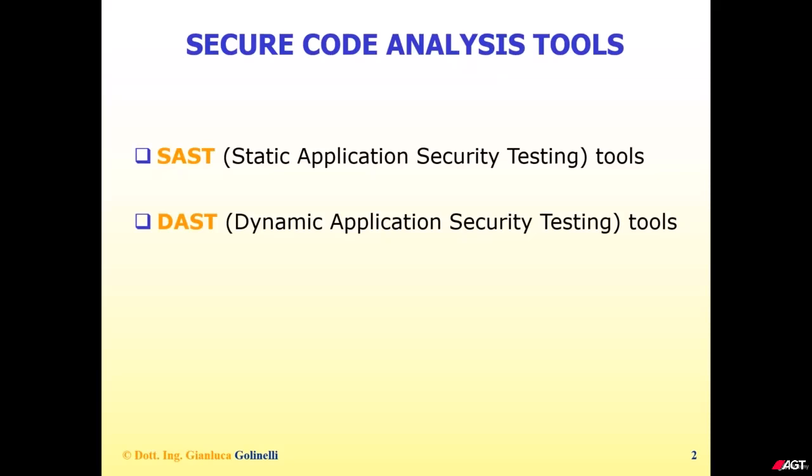The SAST tools take the source code of the applications as input, analyze it, and detect possible vulnerabilities or bugs in the lines of source code. On the contrary, the DAST tools analyze the running application and through various tests, mainly consisting of data inputs sent by request to the web application, they try to detect the presence of vulnerabilities by analyzing the relative responses.